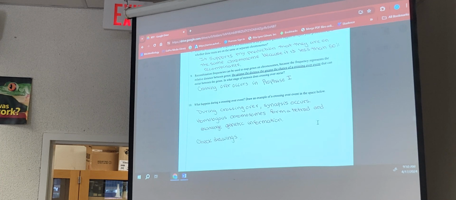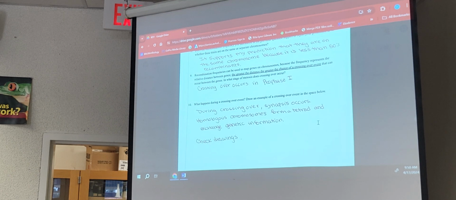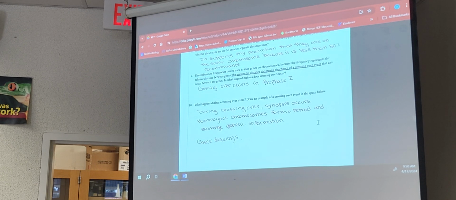So crossing over occurs during prophase 1. What happens during the crossing over event? The synapse occurs, right? There's the chiasma. They stick to each other. When they get pulled apart, part of it sticks with this chromosome, part of it sticks with this chromosome, and we get a different looking chromosome than what we had.